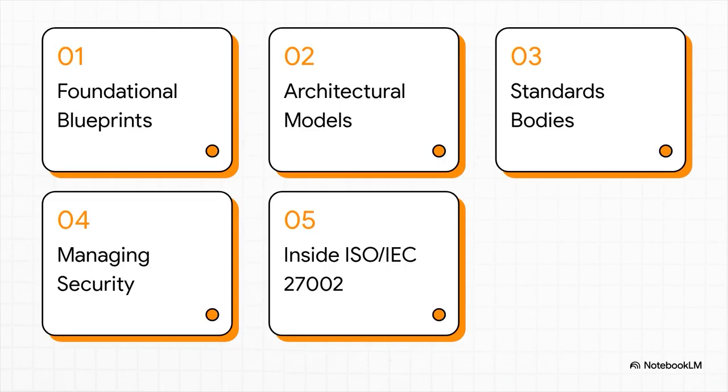So here's the game plan for how we're going to break this all down. First, we'll look at the foundational blueprints. Then we'll dig into the more technical models, the actual schematics. After that, we'll talk about who's writing all these rules. From there, we'll shift gears into management, and finally, we're going to tie it all together by doing a deep dive into a really big one, ISO/IEC 27002.